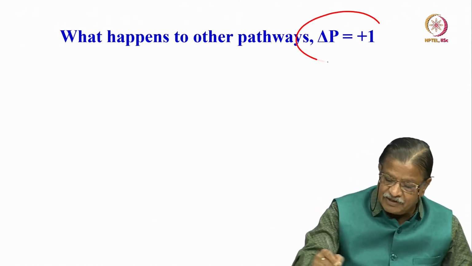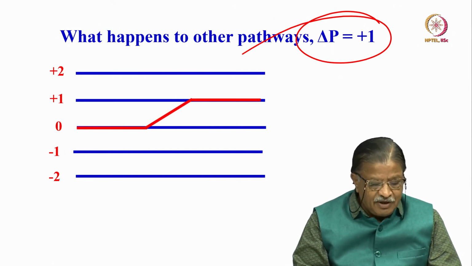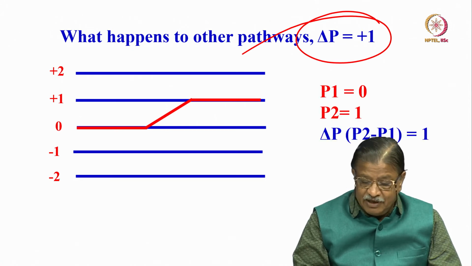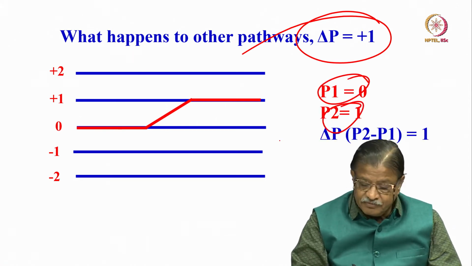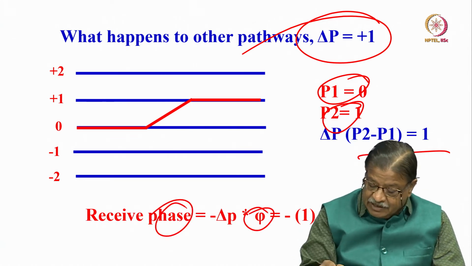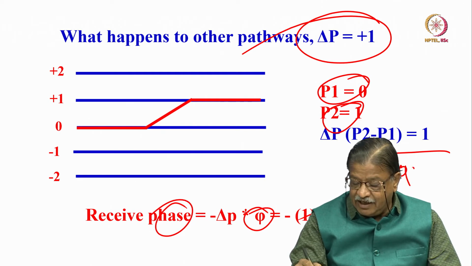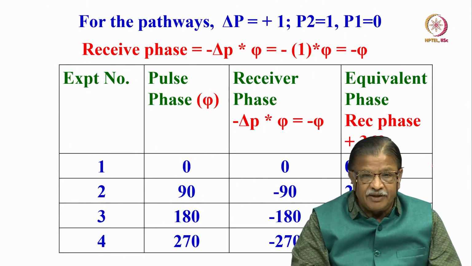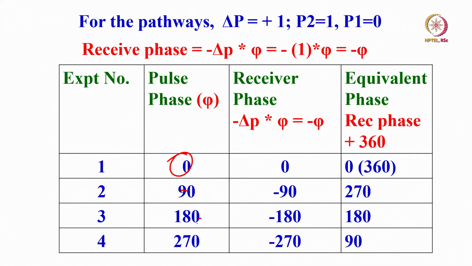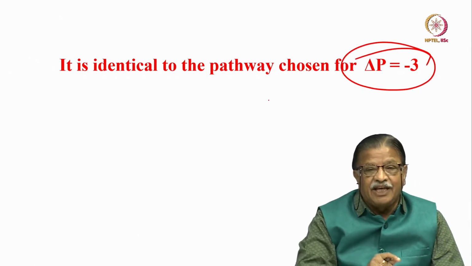Now what happens to other pathways? Let us say delta p is equal to plus 1. If I see delta p is equal to plus 1, what is going to happen? If I take 0 to plus 1, p1 is equal to 0, p2 is equal to plus 1. So delta p is equal to 1. So pulse phase is exactly opposite. Receiver phase is exactly opposite of the pulse phase. From this equation I calculate, if my pulse phase is 90, receiver phase is minus 90. So do like that, 0, 90, 180, 270 my pulse phase, and receiver phase is this one. Equivalent phase is 0, 270, 180, 90. Now it is identical to delta p equal to minus 3.